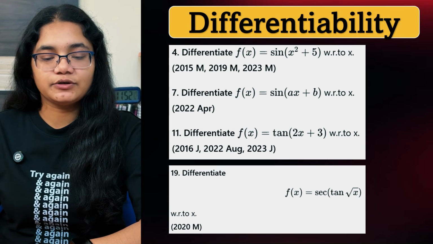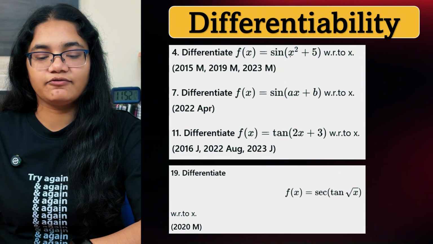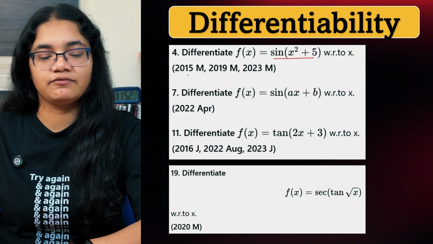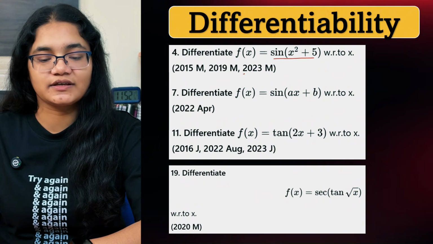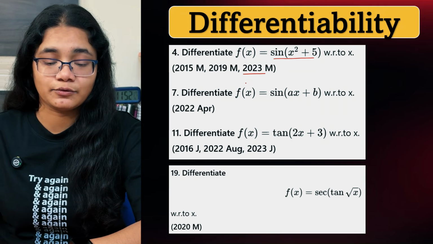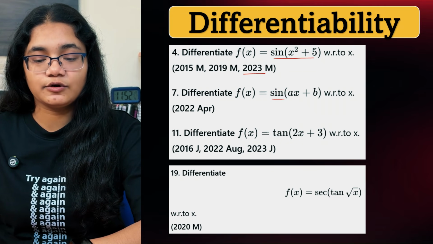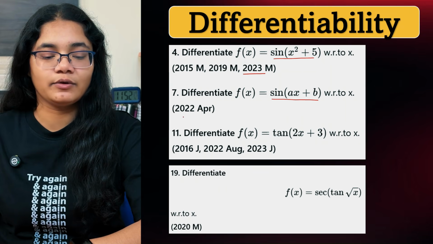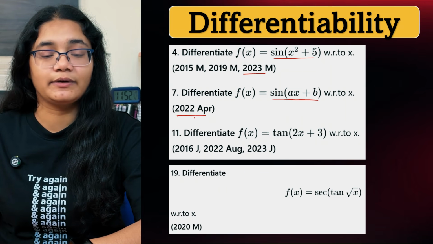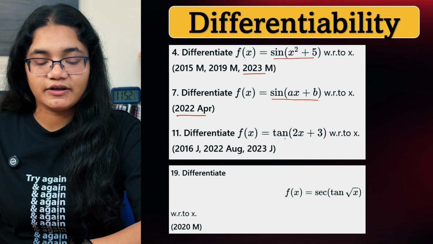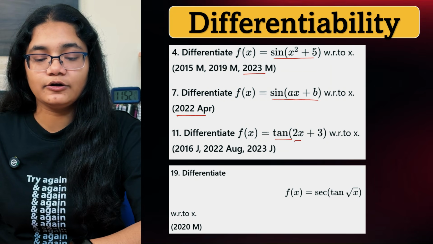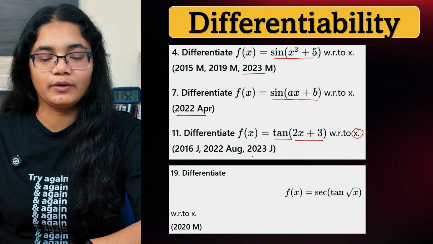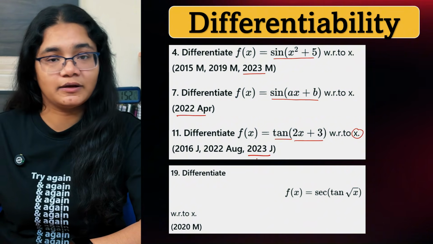Now moving to differentiability questions. Differentiate f(x) is equal to sin(x square plus 5) with respect to x, and this question was asked in 2023 March, a very recent question. Then differentiate f(x) is equal to sin(ax plus b) with respect to x. This is also from 2022 April. Differentiate f(x) is equal to tan(2x plus 3) with respect to x, and this question was asked in 2023.